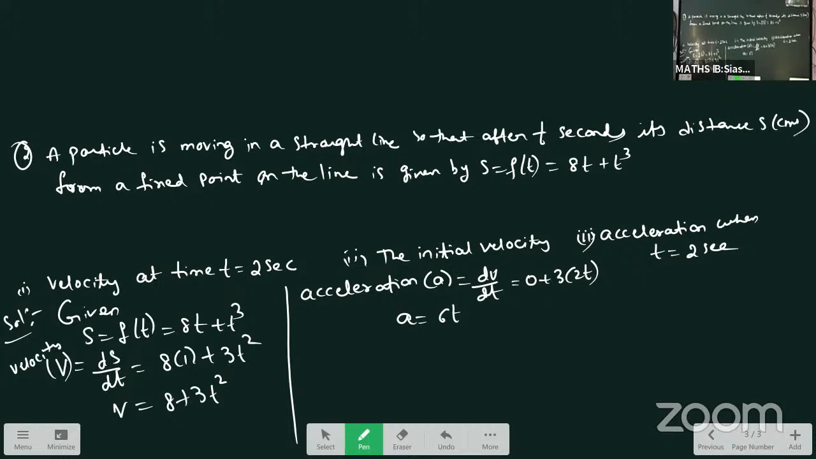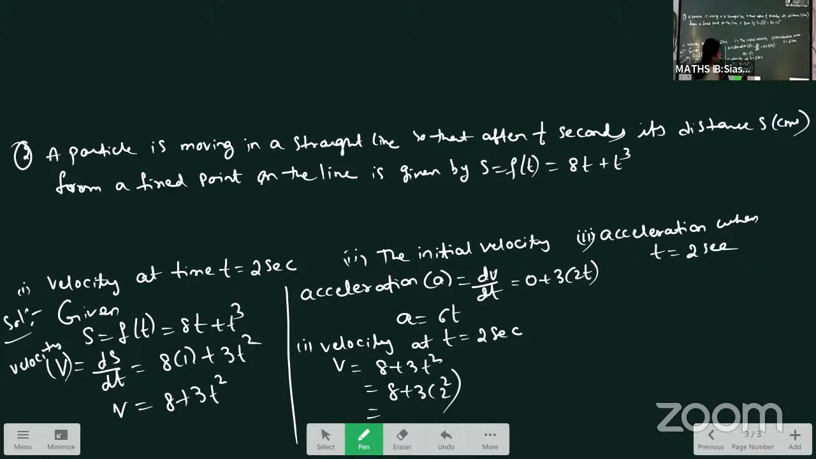Now first bit, what is the first bit here? Velocity at t is equals to 2 seconds we want. So what is velocity? We have 8 plus 3t square. So substitute wherever t is there 2. So 8 plus 3 into 4. 4 3s are 12. 12 plus 8, 20. Velocity means centimeter per second, 20 centimeter per second.